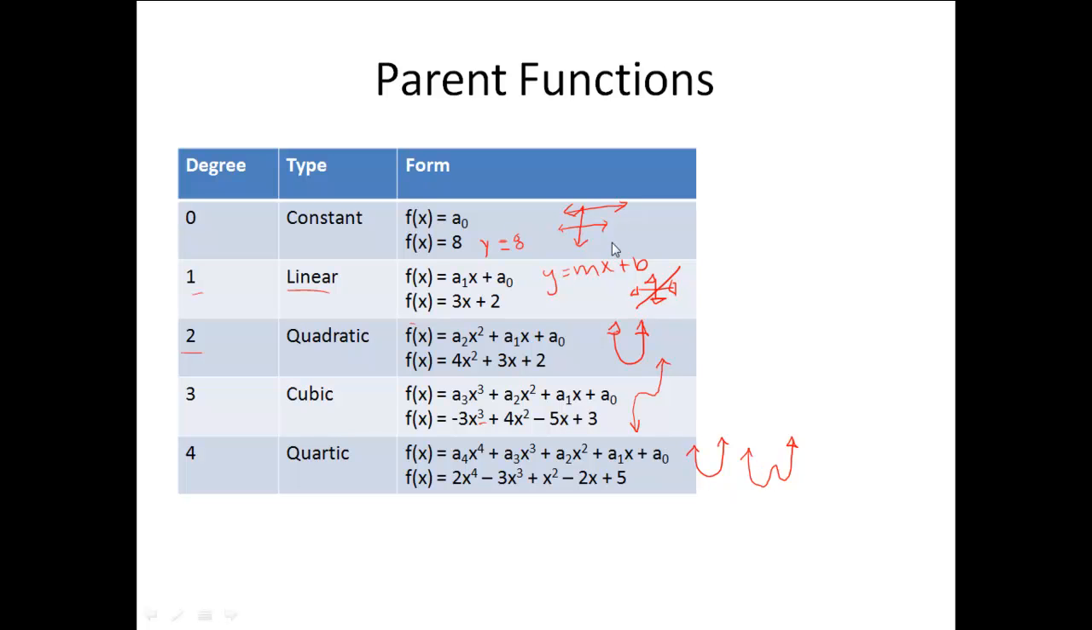You'll want to refer back to these when we get to the point that we're actually graphing, so you know what the shape should look like.